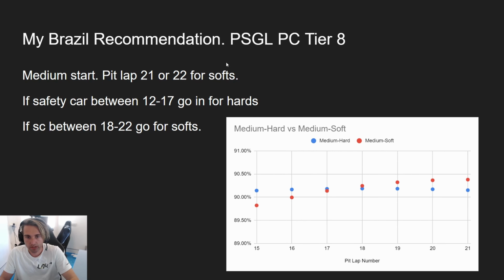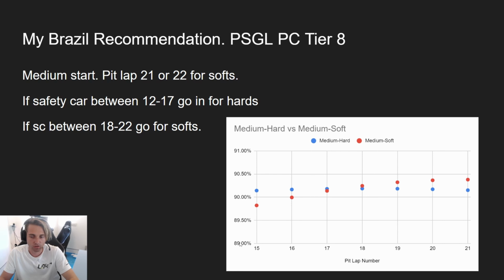So my recommendation for these tire wears around Brazil is you do a medium start. You either pit lap 21 or lap 22 for softs. If there's a safety car between lap 12 and lap 17, you're going for hards. If the safety car is between 18 and 22, you're going for softs.